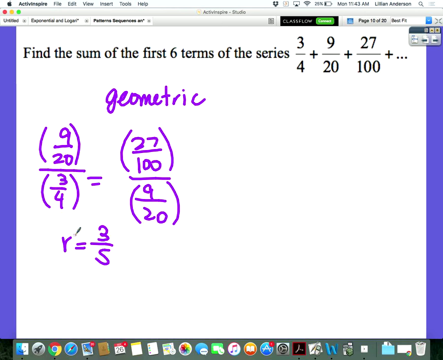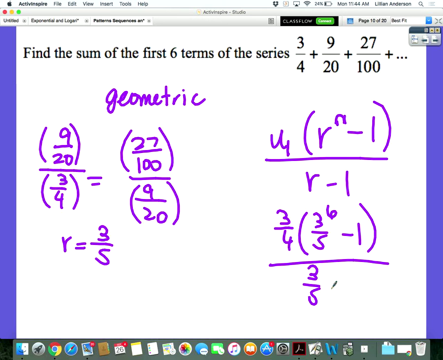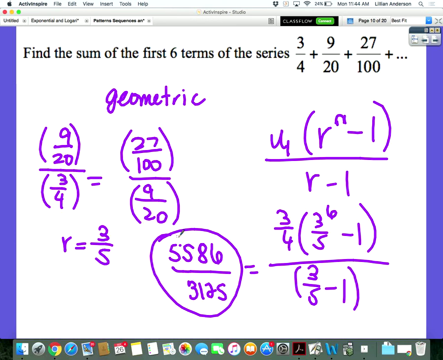And then to find the sum, the formula is your first term times your ratio to the n minus 1, all over your ratio minus 1. So 3/4, 3/5 to the 6. It's a process. Make sure that you do this in your calculator, guys, and you try to do it all in one line. Please make sure you include parentheses around that. What was your numerator? 5, 8, 6. And your denominator? 3, 1, 2, 5. Hold on, so close. And that would have been, what as a decimal? 1.79. So either one would have been acceptable.